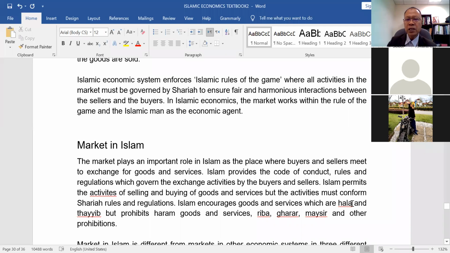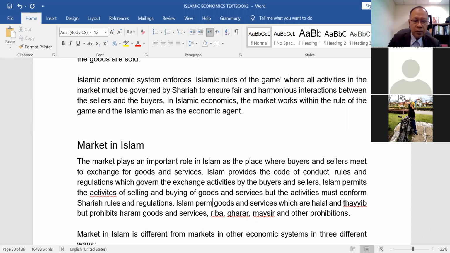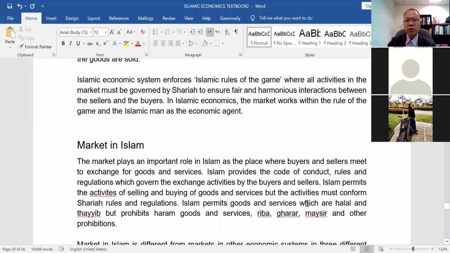Islam encourages goods and services which are halal and tayyib. So the goods and services sold in the market must be halal and must be tayyib. Islam permits goods and services which are halal and tayyib, but Islam prohibits haram or impermissible goods and services, such as pork, wine, and other haram goods and services.